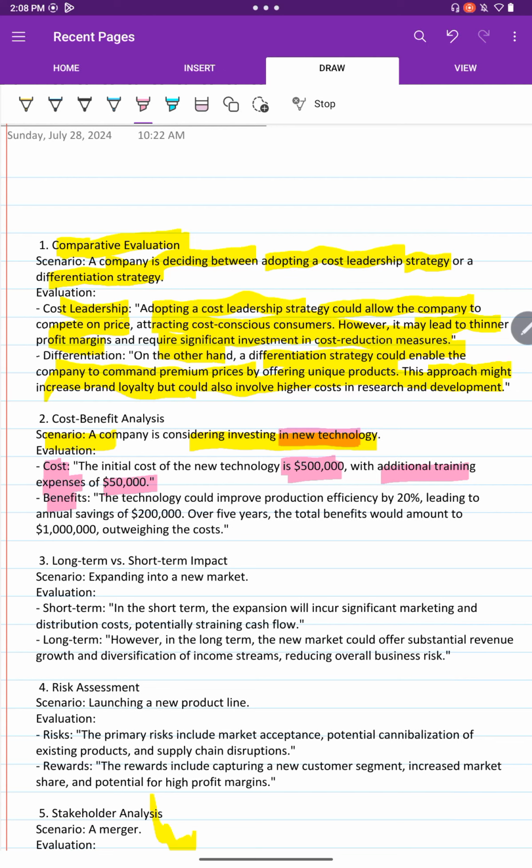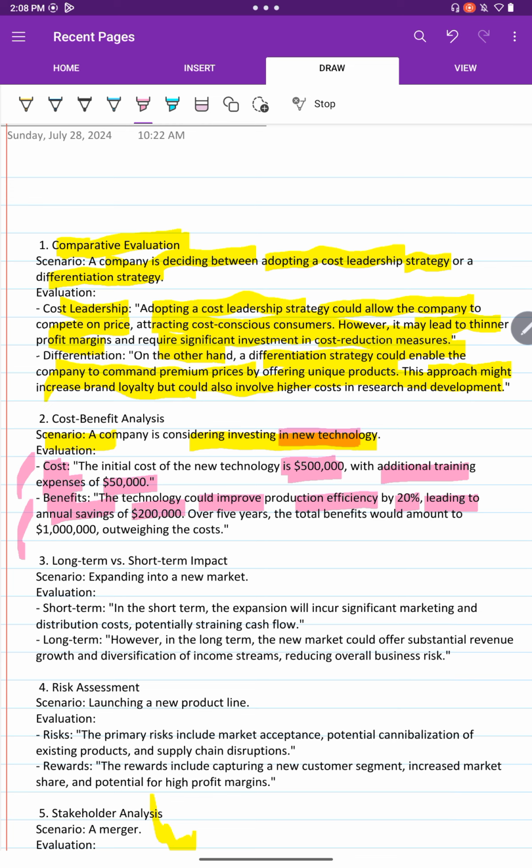So we can compare its cost and its benefit. As you can see, its benefit is that if the technology is there, it could improve the production efficiency by 20%. This 20% you just need to extract from the case study. Because this is a journal example, all these numbers are imaginary. It is estimated, leading to annual savings of $200,000.